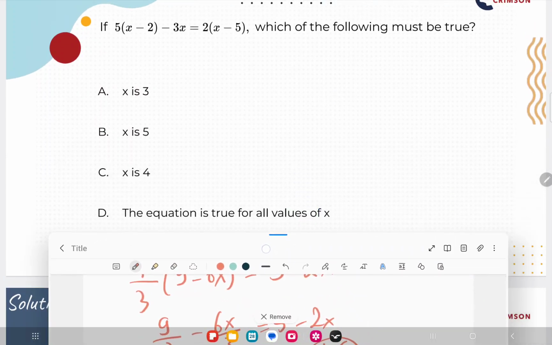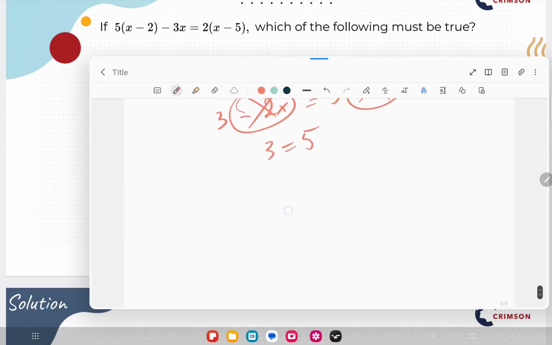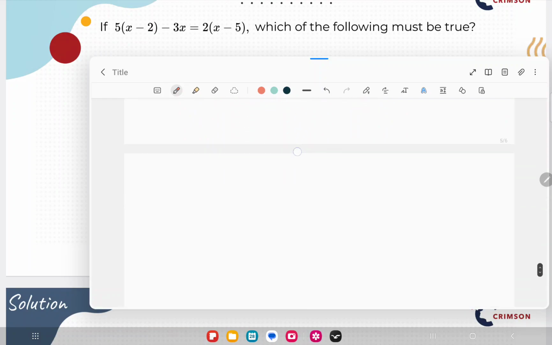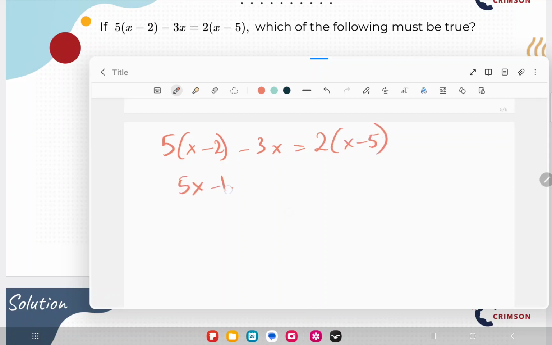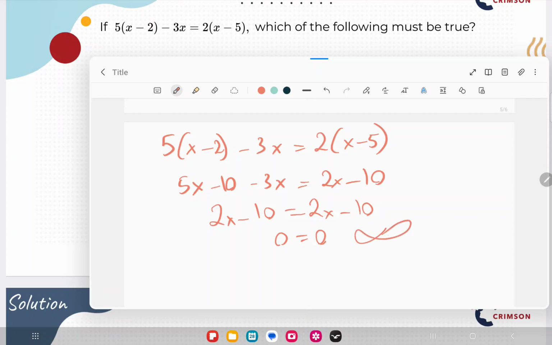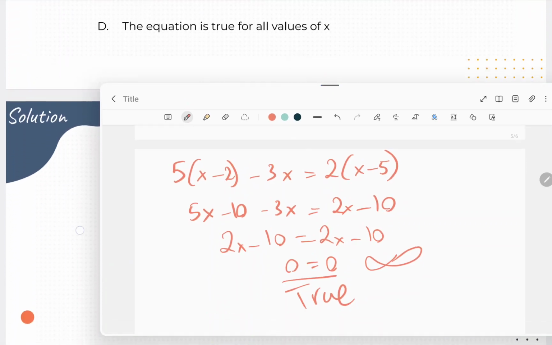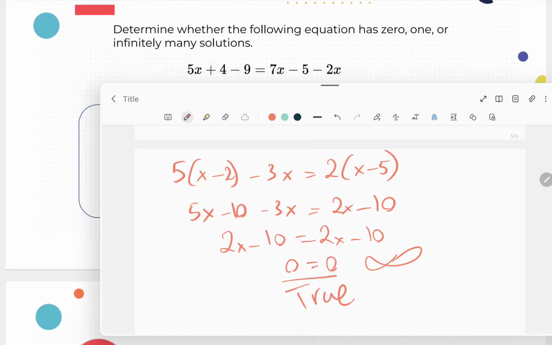Now, which one of these is true? So if I solve this one. Another example of solution and no solution. So if I have 5 into x minus 2 minus 3x is equal to 2 into x minus 5. So 5x minus 10 minus 3x is equal to 2x minus 10. Now this one is 2x minus 10, and this one is 2x minus 10, so 0 is equal to 0, so I have infinitely many solutions. Because 0 is equal to 0, it's true, like 2 is equal to 2. So the equation is true for all values of x.